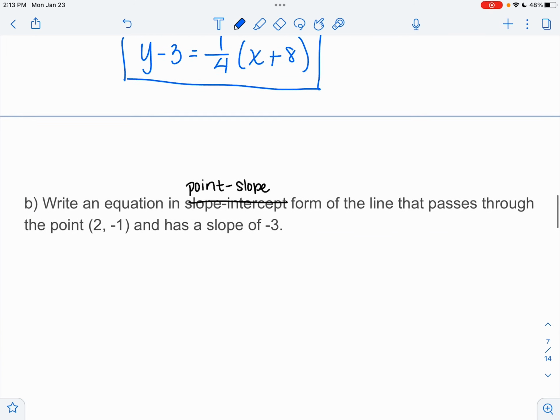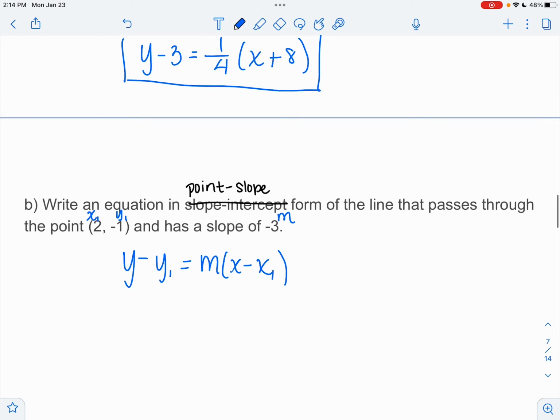So let's practice that again. We're going to write an equation in point slope form of the line that passes through this point and has a slope of -3. So start by writing point slope form, stating what m and your point are. So m is -3, x1 is 2, y1 is -1. And then subbing those in.